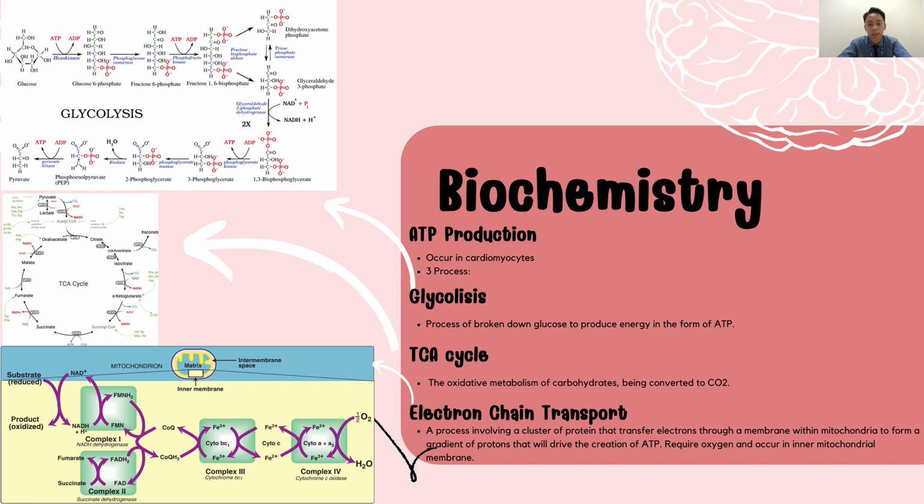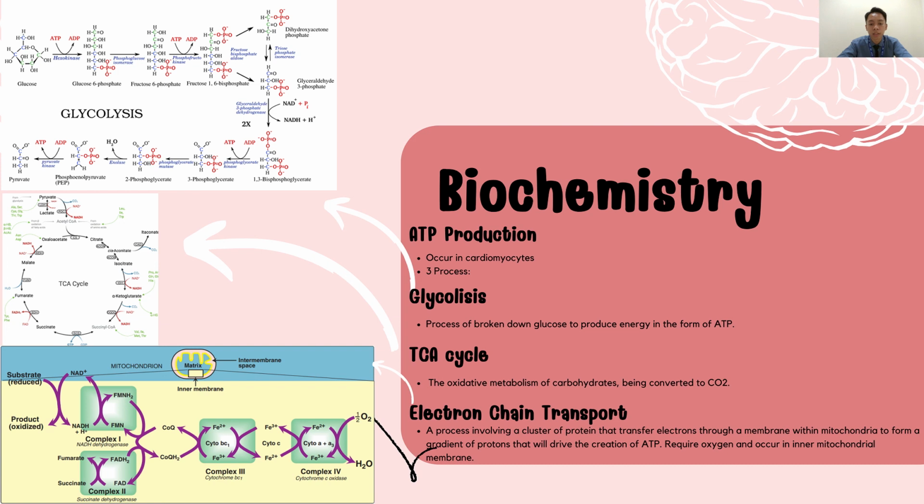The next process is the TCA cycle, which is the oxidative metabolism of carbohydrates being converted to carbon dioxide. It has 10 steps. This process requires oxygen and occurs in the mitochondrial matrix. It will produce 2 net ATP, 6 NADH and 2 FADH2.